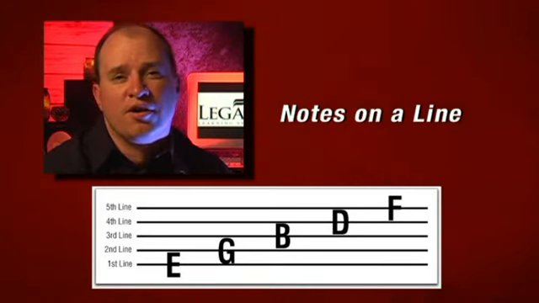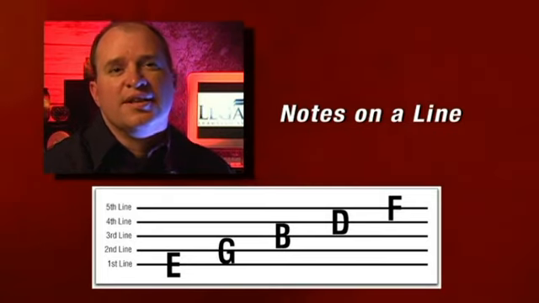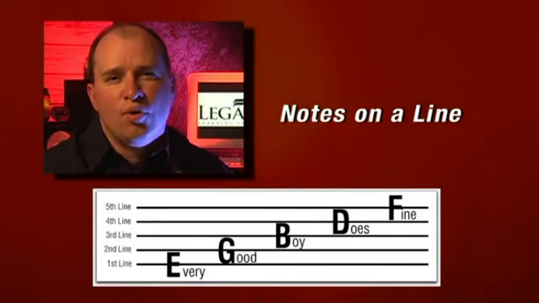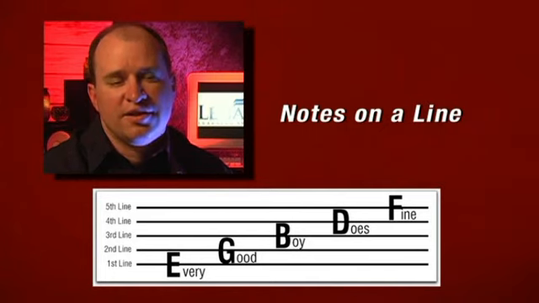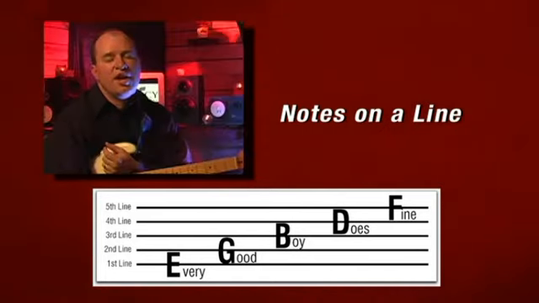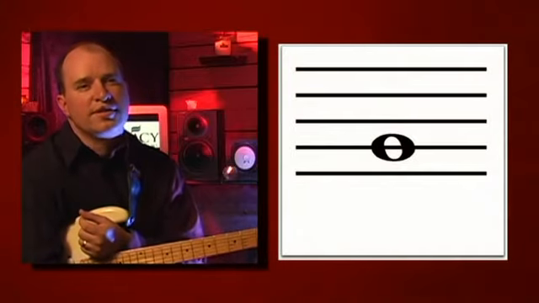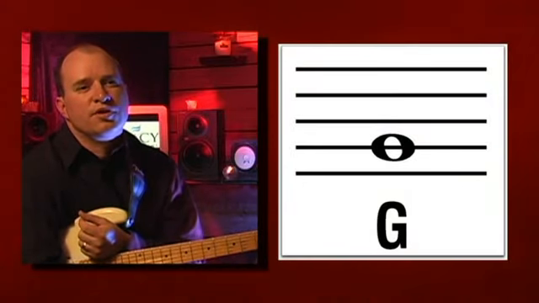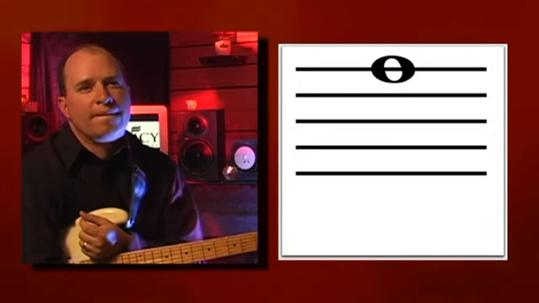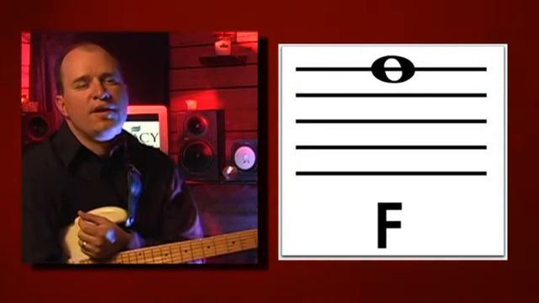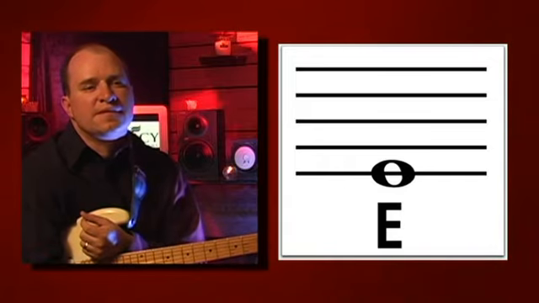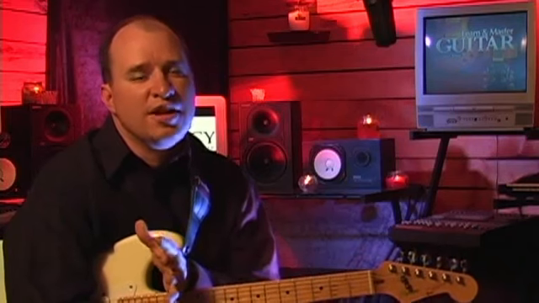Well, just as letter names, they're kind of hard to remember. So how everybody remembers them is every good boy does fine, corresponding to the E, G, B, D, F. Every good boy does fine. Okay, let's practice, see how well you remember. If the note is here, what is it? Good. What about if it's here? And what about here? Learning the notes is very important. We've learned the notes on the lines. Every good boy does fine. Kind of rhymes with line. It's a good way to remember it.